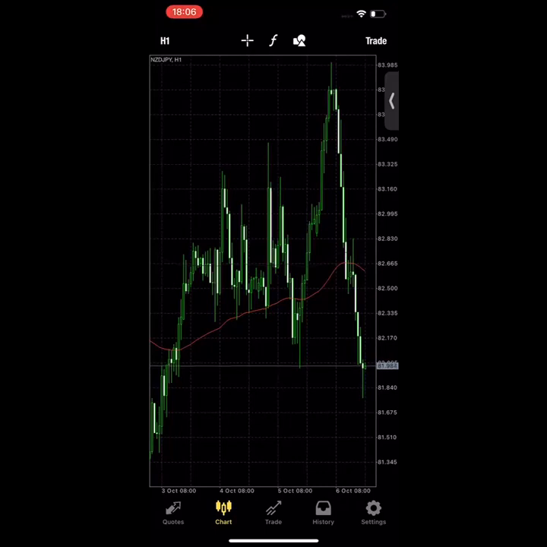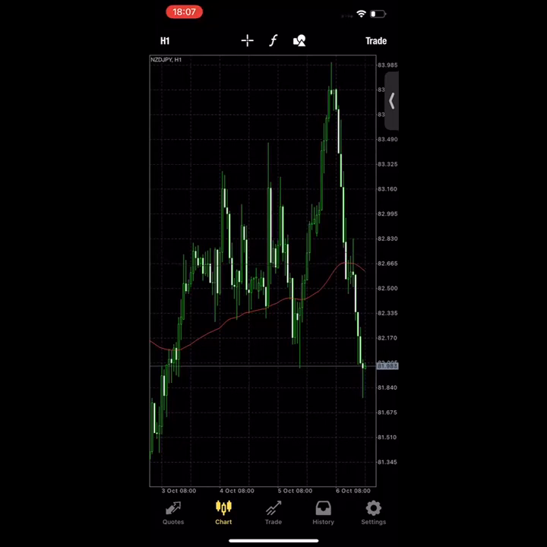Okay, so what do we do? Most times, if the current market price is not far from the entry price that was earlier given to us, we can jump into this trade at instant execution. Okay, we can jump into this trade at instant execution. So how do we do that? It's very simple.